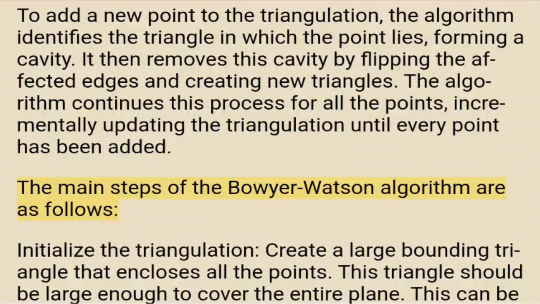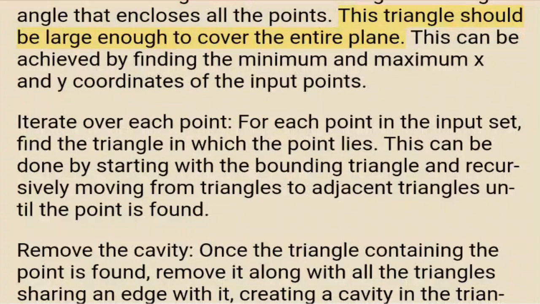The main steps of the Bowyer-Watson algorithm are as follows. Initialize the triangulation. Create a large bounding triangle that encloses all the points. This triangle should be large enough to cover the entire plane. This can be achieved by finding the minimum and maximum x and y coordinates of the input points.